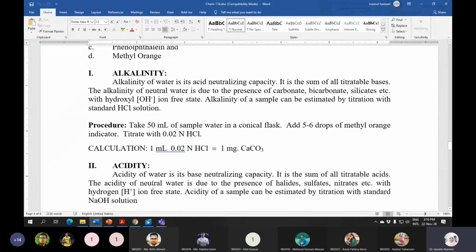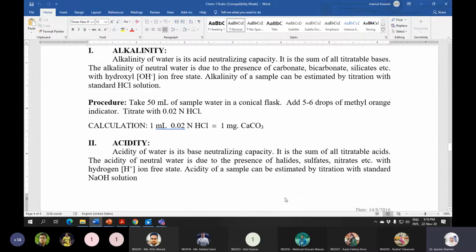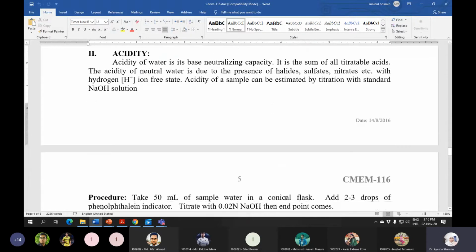Now for acidity, you will use the sodium hydroxide and you will use the phenolphthalein. And why? It's because the presence of halides, sulfates, nitrates, all these anions can also produce some protons in the reaction with other things. So you have to find out how much free proton is present there. So the acidity of the sample can be estimated by titration with standard sodium hydroxide solution.